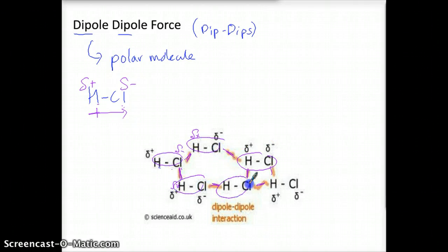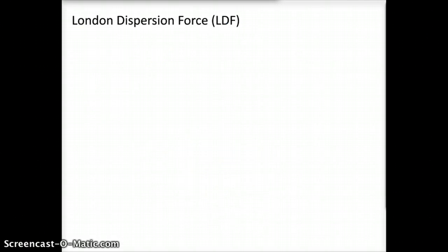The third intermolecular force that we talked about that we need to know are called London dispersion forces, LDFs. What we need to know about LDFs is that they are temporary. So they can form even in nonpolar molecules. And they result from the random movements of electrons.